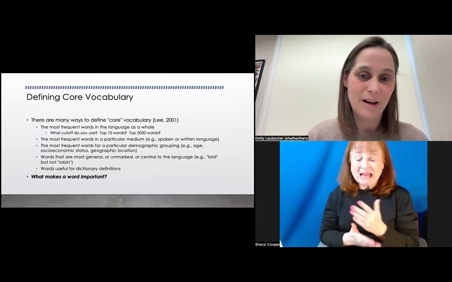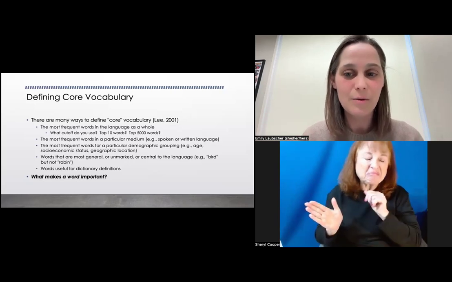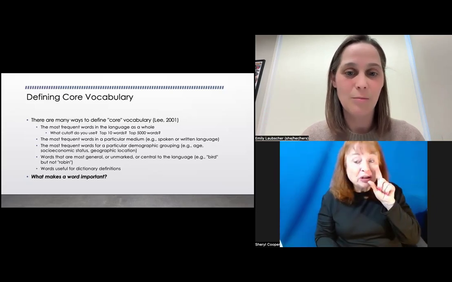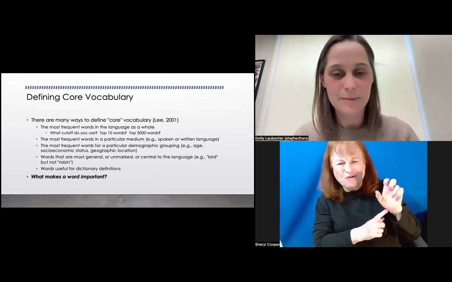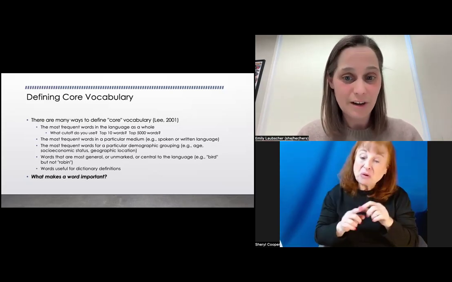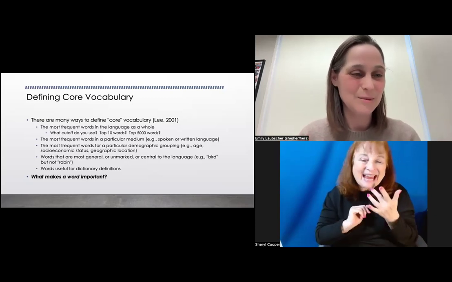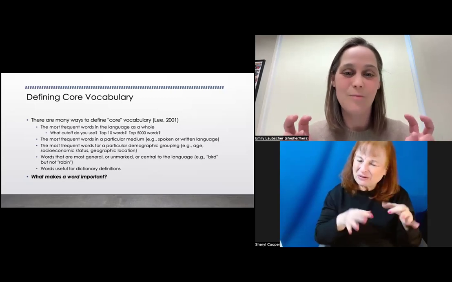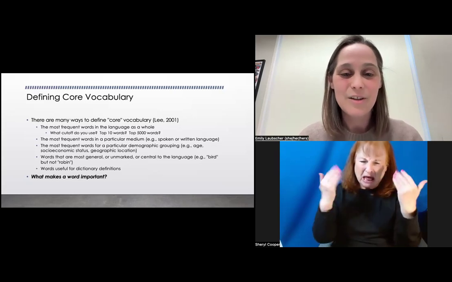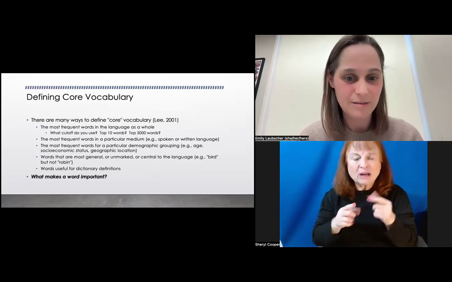Some researchers have defined core vocabulary as words that are the most general or unmarked or central to the language. So words like bird would be considered core, but not robin because that's too specific. Another example is words useful for dictionary definitions. So this is just kind of a taste of all the possible ways to define core vocabulary. And you can see that it's not easy to do, and there are lots of ways to do it. So again, we come back to this question of what makes a word important.